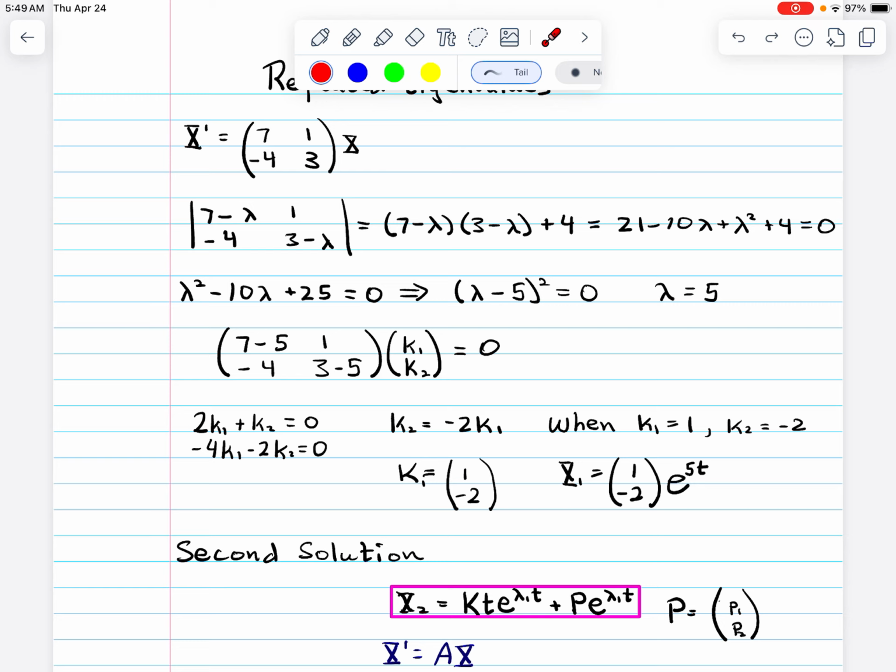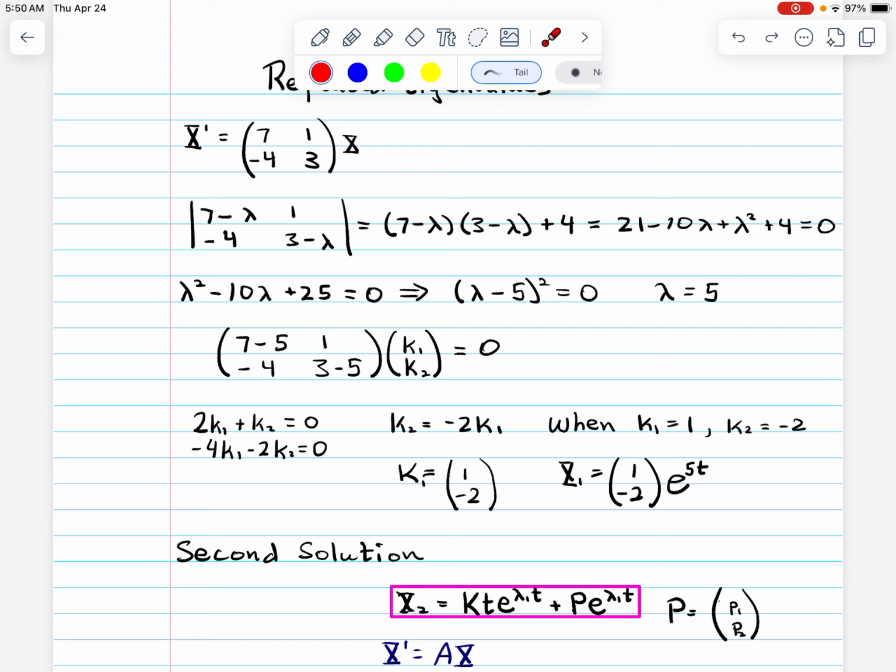Or actually, we get this situation right here. I skipped ahead a little bit. So I get this. Now, this means that lambda equals 5. Now, if we then use that, plug back in, we get this situation, okay?